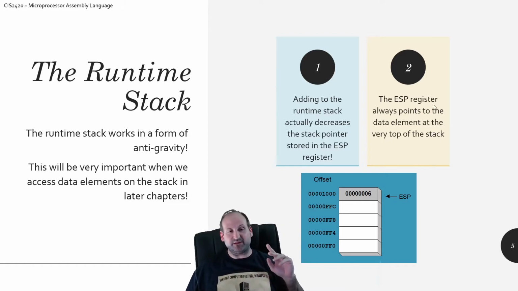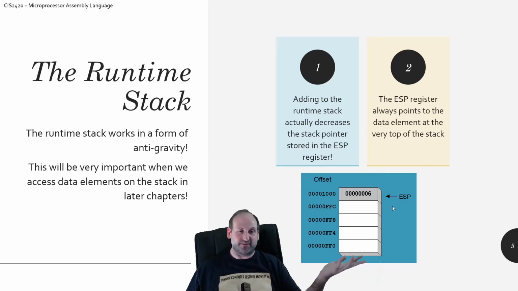So the ESP register will always point to the data element at the very top of the stack. Like right here, the 6 is on the stack right now. That is where ESP is pointing. If I push information onto it, ESP will move along with the new data. And if I pop information off, ESP will move accordingly as well to get rid of the data that was currently at the top of the stack.